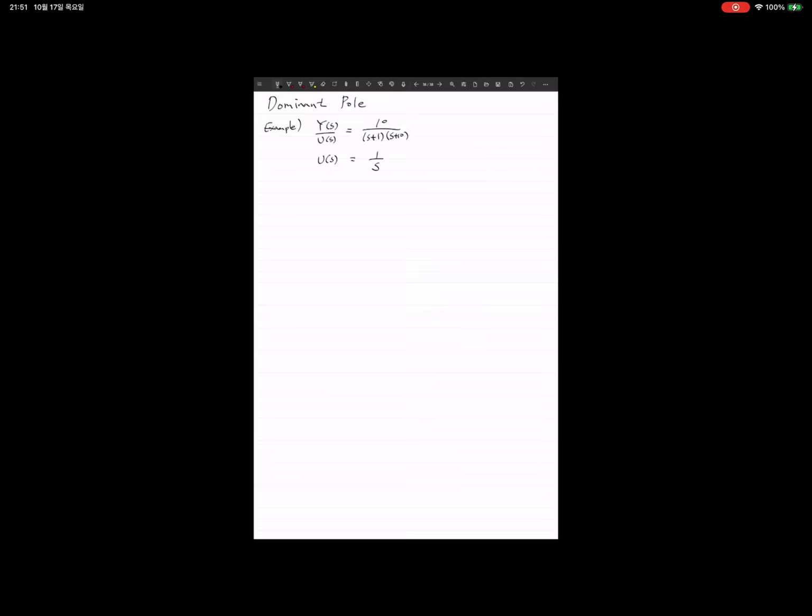From here we can define Y of s as 1 over s minus 10 over 9 times 1 over (s plus 1) plus 1 over 9 times 1 over (s plus 10). If I take the inverse Laplace transform, then the output will be 1 minus 10 over 9 e to the minus t plus 1 over 9 e to the minus 10 t.